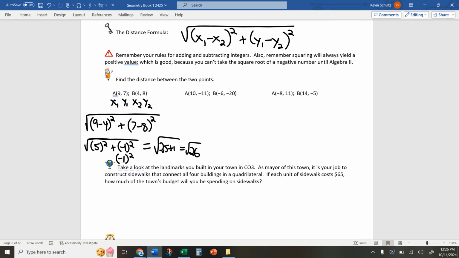But you should probably be able to square 5 and negative 1 in your head without the use of a calculator. Okay. Evan? So is root 26 the answer? Yes. If you could simplify it, you would, but you can't. If it asks you for a decimal answer, then you'd approximate it, about 5.1. Okay? But yes, root 26 would be the answer.